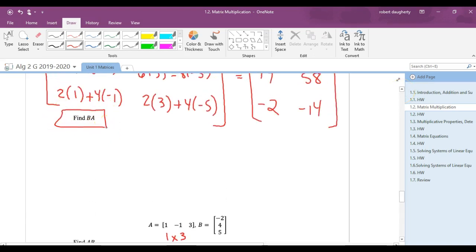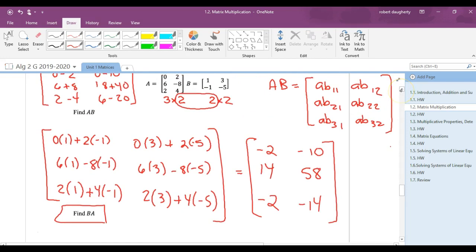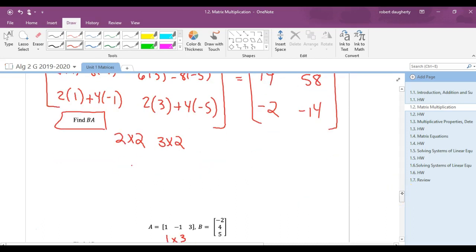Sorry, let me back up. Let's find BA. Okay, in this problem we just did, what are the dimensions of B? What are the dimensions of A? So what about BA? Undefined. This is your favorite matrix multiplication problem to get. Undefined and you're done, okay?